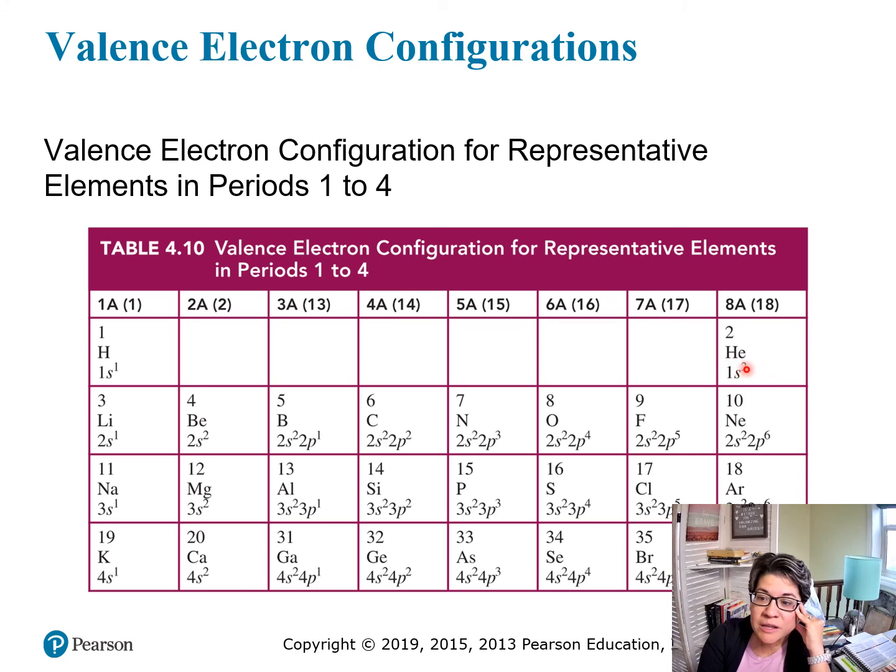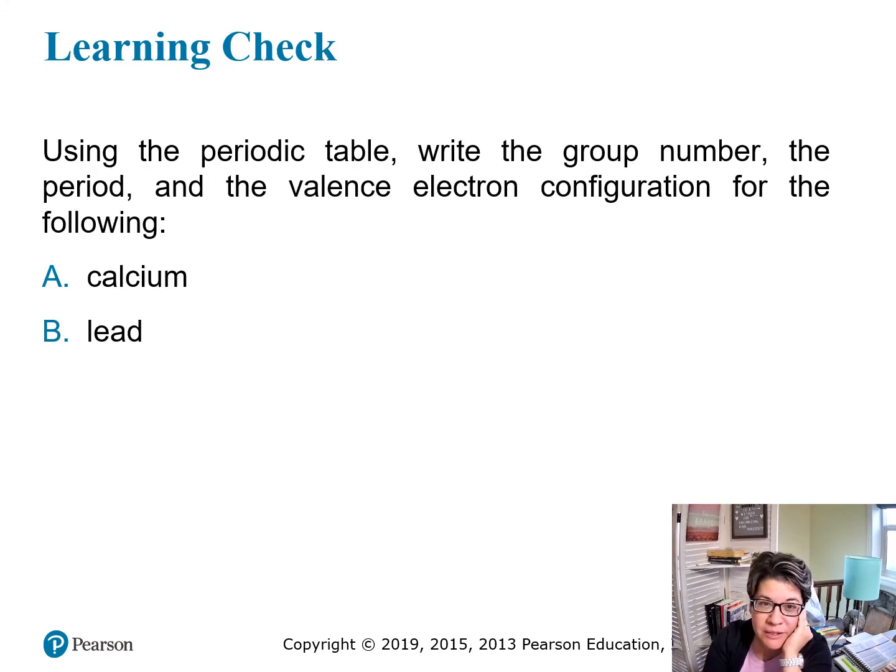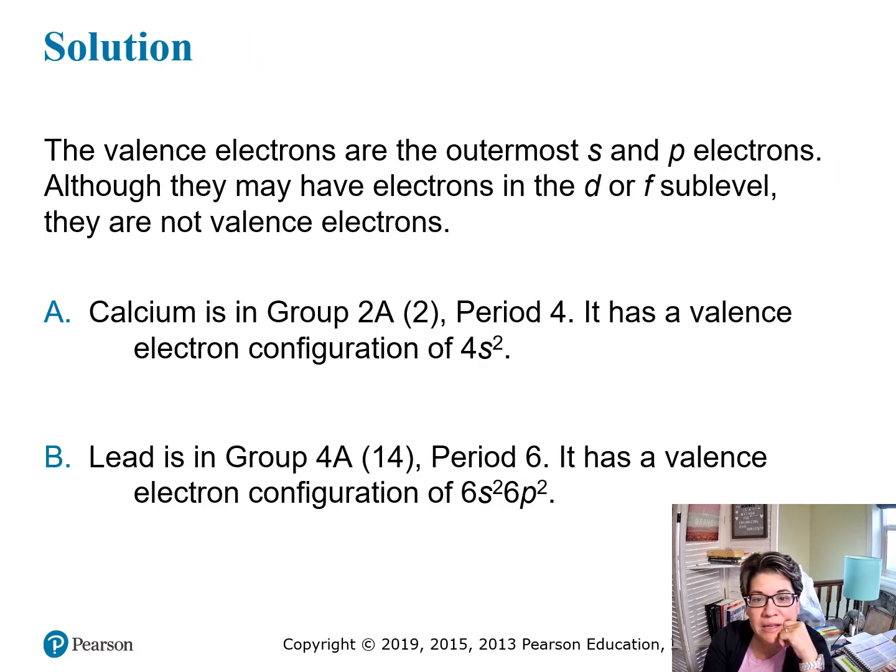Notice here that helium can only fit 2 electrons. So if he has 2 electrons, he's happy, he's full. But all of these are going to want to have that outer shell full. So we only care about valence electrons because they're going to be doing the bonding. Based on that, can you identify how many valence electrons these 2 elements have? It's asking you for the valence electron configuration for these 2, and the group number and the period. So see if you can write those for calcium and lead.